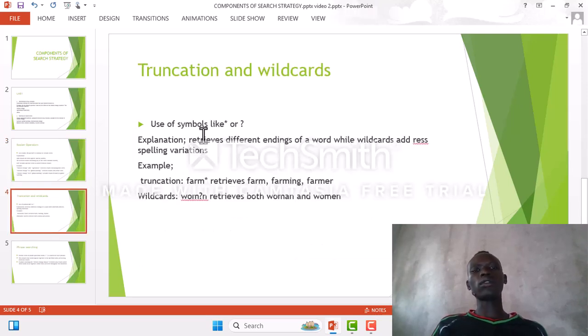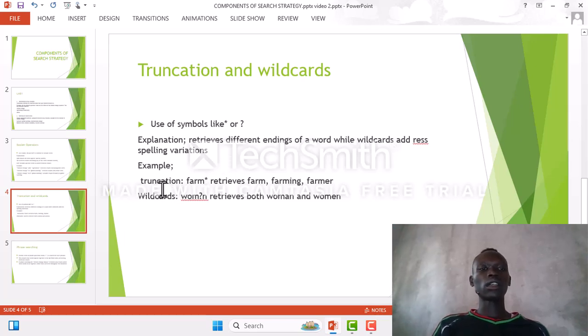So we also have symbols, the use of symbols like a star or a question mark. This retrieves different endings of a word. These are truncation and wildcards, which is just the use of symbols like star or question mark. We should know that truncation retrieves different endings of a word, while wildcards address spelling variations.